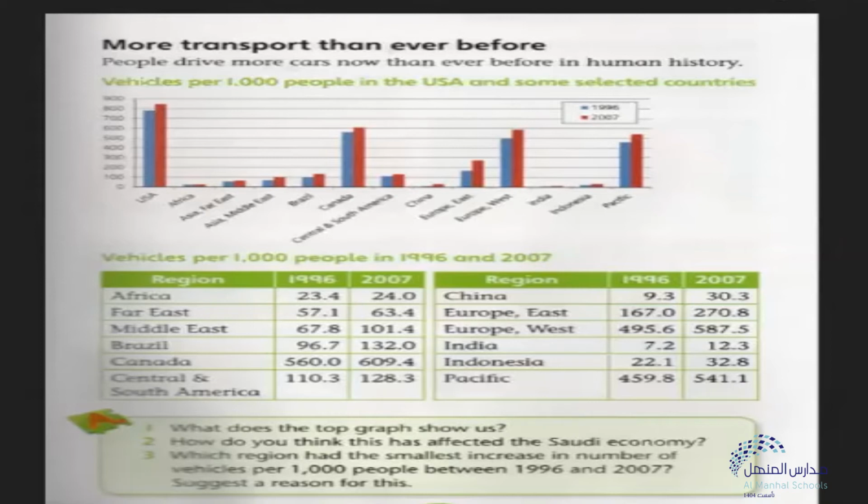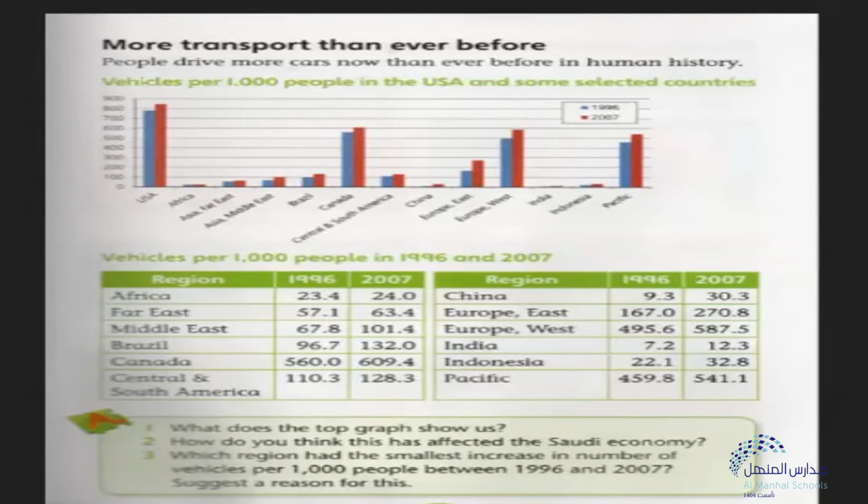Let's look at India. India, in 1996, very few people. About 10 to 15, I think, people were driving cars in 1996. In 2007, 15 people were driving cars out of 1,000. Remember, that's out of 1,000 people.